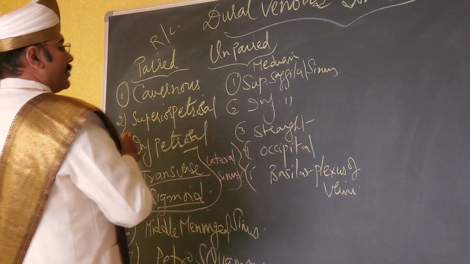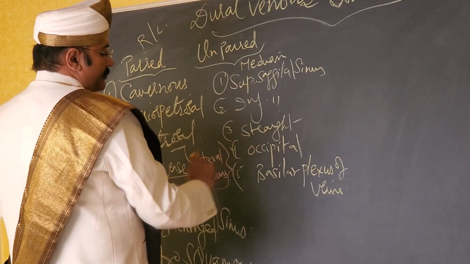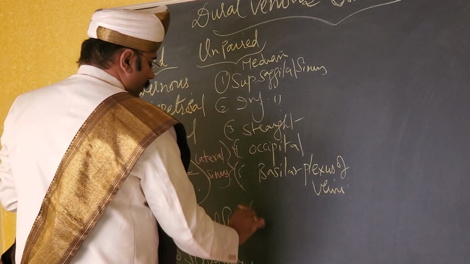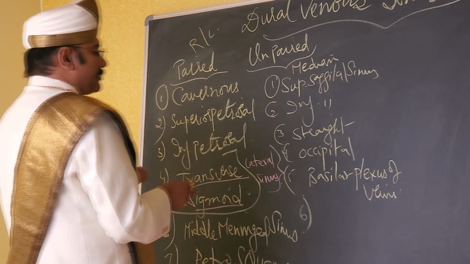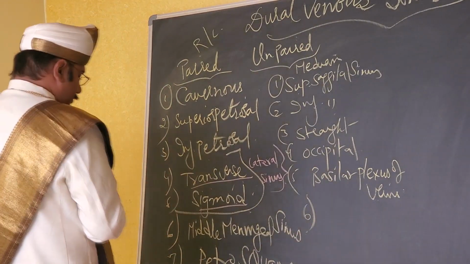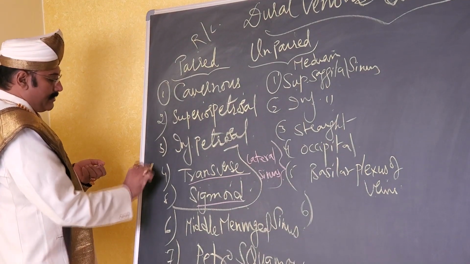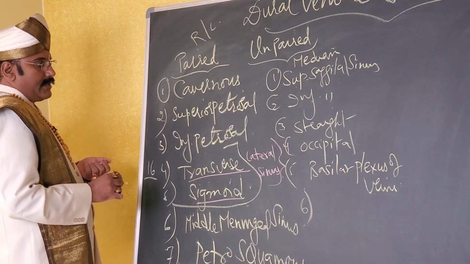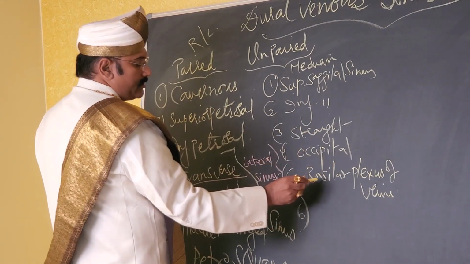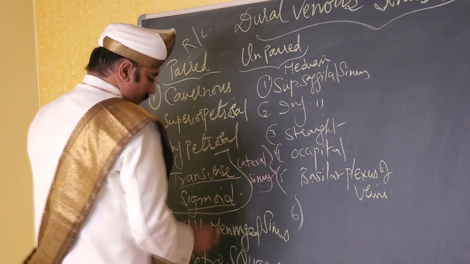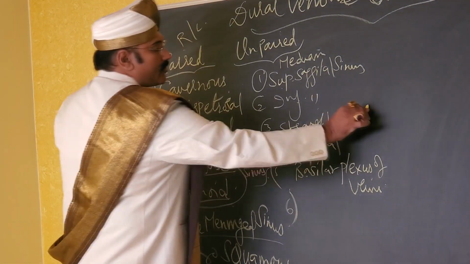So you have got what? The superior sagittal, the inferior sagittal, the straight sinus, the occipital sinus, the basilar plexus of veins, and then let us count. So here you have got how many? Eight twos are 16 sinuses, okay? 17, 18, 19, 20, 21. In fact, when you are taking the middle meningeal sinuses, you should get 23.